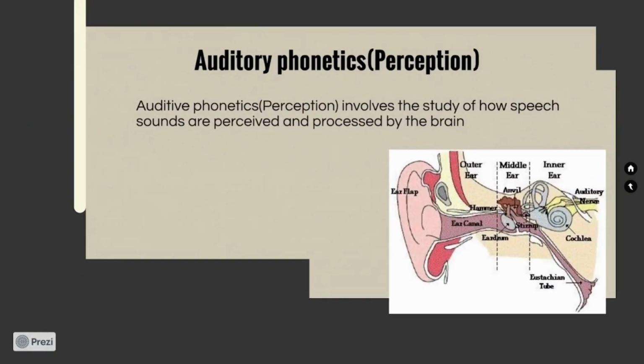And the final one is auditory phonetics. Auditory phonetics involves the study of how speech sounds are received and processed by the brain. After the opposite person hears our voice, the processing is started by the brain. In the end, the opposite person will understand what we speak. This study is called auditory phonetics.